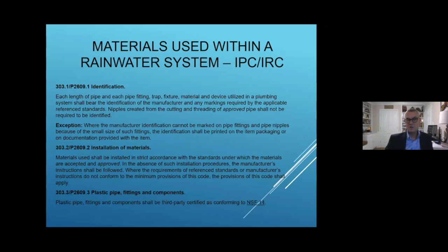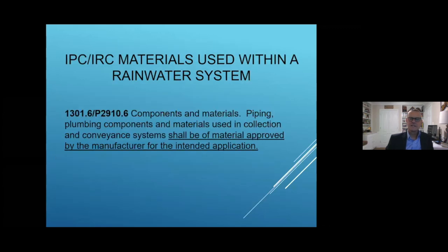So the overflow piping from your tanks and things like that, they're going to all meet the sanitary drainage requirements that the codes have. However, in the rainwater sections of both the IRC and the IPC, it talks about components and materials. Those are things that are kind of outside of what you normally might see in a regular plumbing system, right? It says that they have to be approved by the manufacturer for the intended application.